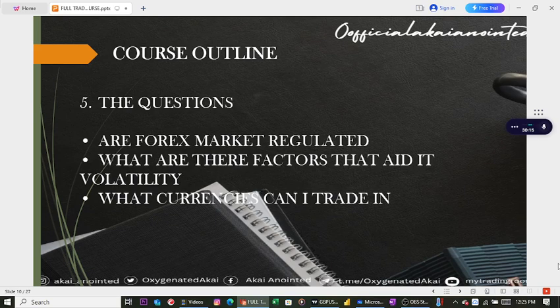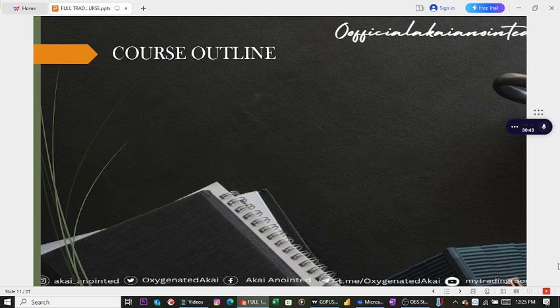Now, what are the factors that aid volatility? Like I said, time frames, overlap session, economic calendar. Like in the case when Israel and Pakistan had a war, there was a significant change in the price of gold. Gold has been rallying on the buy side since. Those are factors that affect volatility, economic factors, and others. What kind of currencies can I trade? As a starter, it's always better that you trade the USD pairs.